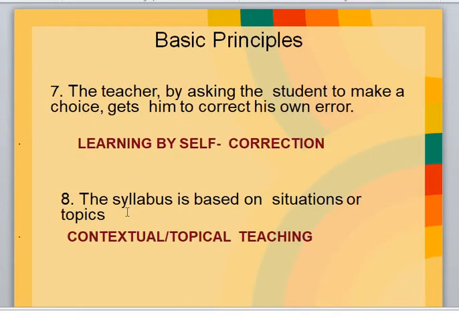The seventh principle of direct method of teaching is that the teacher, by asking the student to make a choice, gets him to correct his own error. Here, basically, the students learn by making corrections themselves. So learning by making corrections themselves is also another principle of this method of teaching.